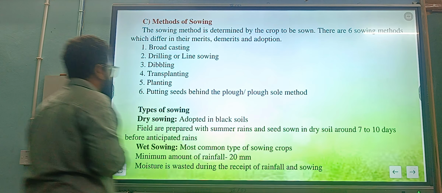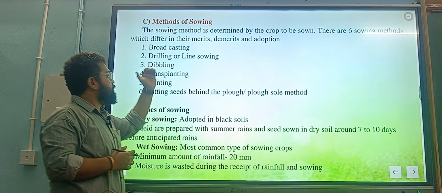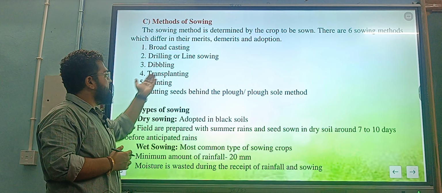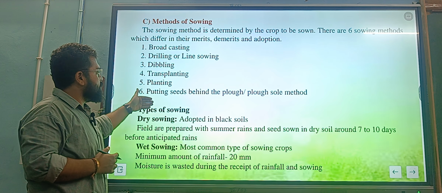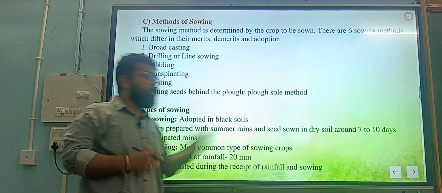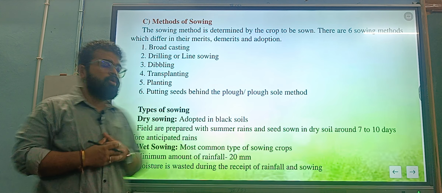Next we'll discuss the methods of sowing. We have various methods of sowing such as broadcasting, dibbling, drilling, transplanting, planting and putting the seeds behind the plough, which we also call the plough sow method of sowing.